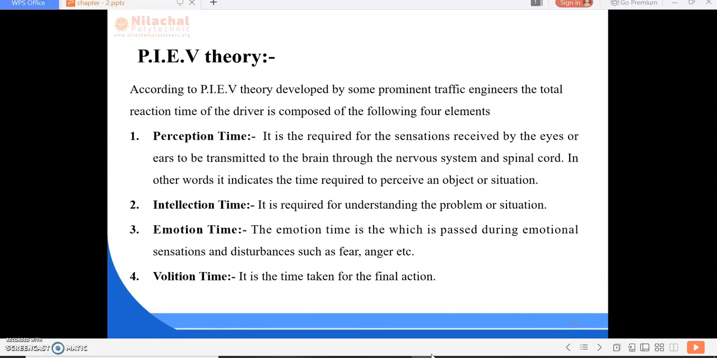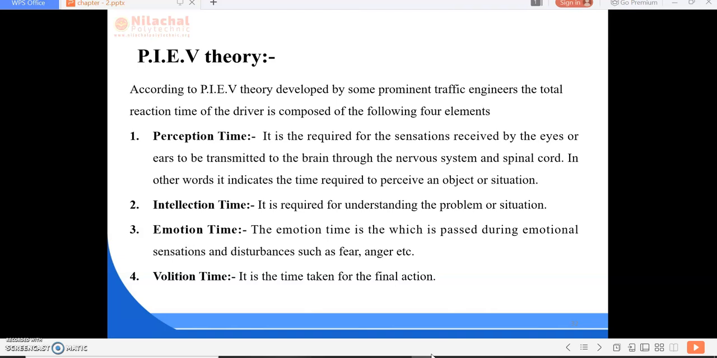Next is PIEV theory. This is the most important factor. According to PIEV theory, P means perception, I means intellection, E for emotion, and V for volition. This theory was developed by some prominent traffic engineers. The total reaction time of the driver is composed of the following four elements. First one is P, that is perception time.